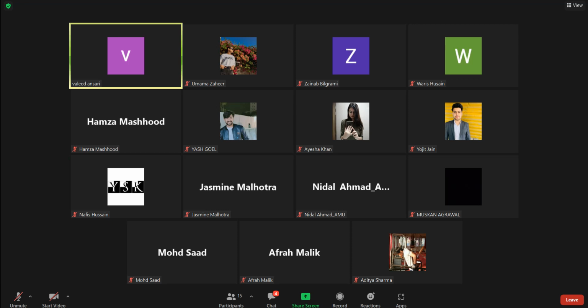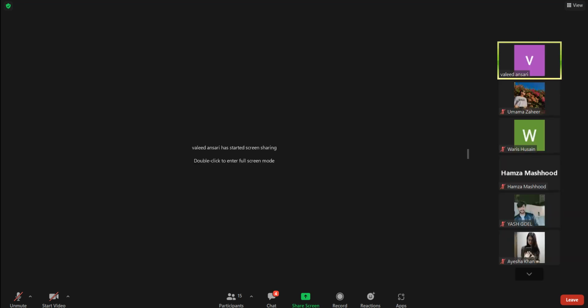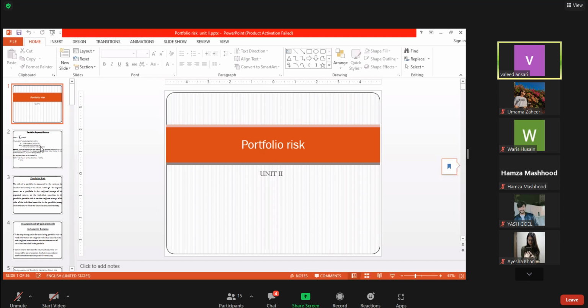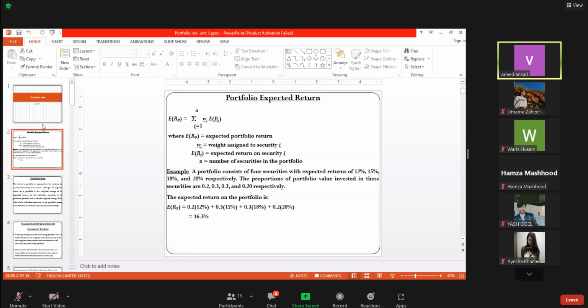So let me go to the other slide. Why have I done all these things? The simple reason is that it is a background, a precursor to the discussion on portfolio risk.